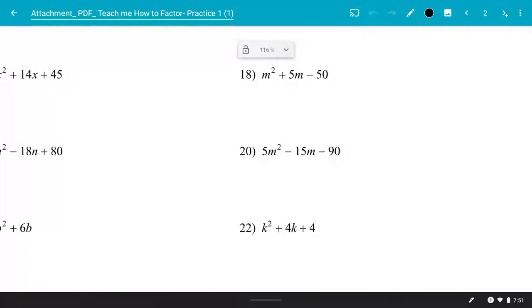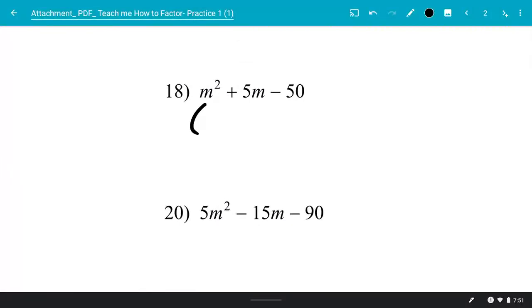Number 18. Is there a GCF? No. Is there a leading coefficient? No. So split the signs, with an M in each. Signs are opposites, a plus and a minus.